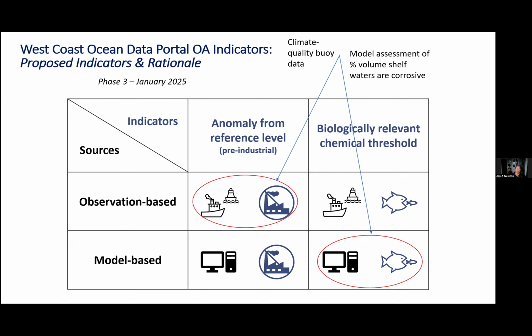So why are we really focusing in on the observations? Well, it's that word, climate quality buoy data. If we're stating something is different than pre-industrial, we really want to have our best information on what that value is. Why use a model for the biologically relevant chemical threshold? Unfortunately, our buoys are primarily surface values, and so a model gives us the full water column, and so we were able to assess the percent of volume of the shelf waters that were corrosive. Okay, so that is our aim.